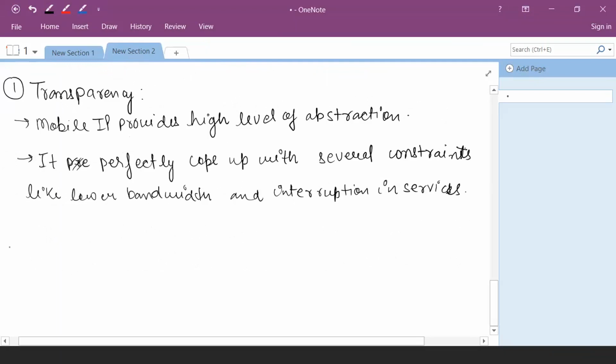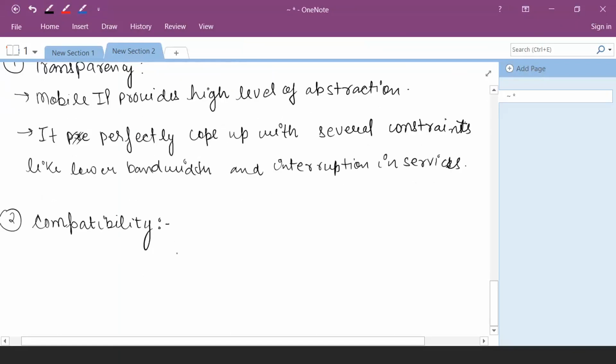Now the next one is called compatibility. Obviously it is very compatible because in the introduction of mobile IP, I told you that it does not require any change in the current existing architecture of the OSI and TCP/IP protocol. Also, mobile IP does not need any extra software or any proxy type of thing, and does not require any separate architecture. It just acts as a man in the middle and provides you seamless connectivity to your base station such that you can remain connected all the time. So it's very compatible.